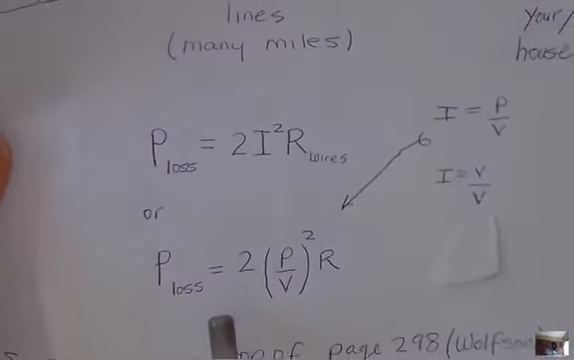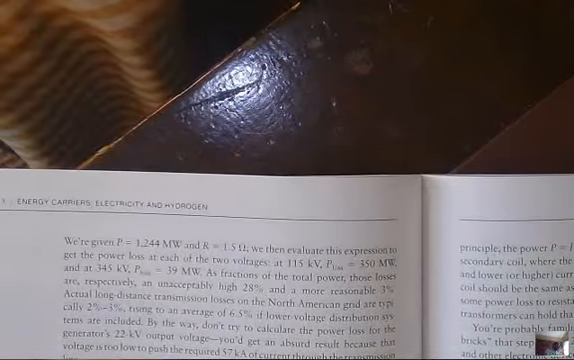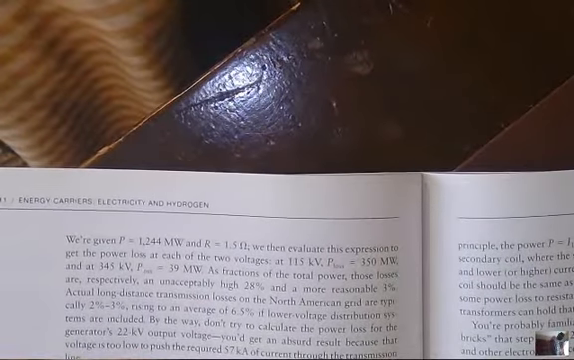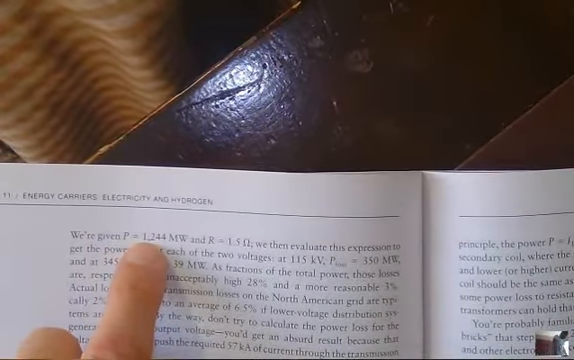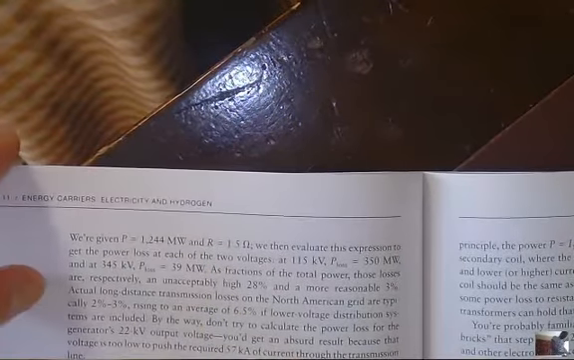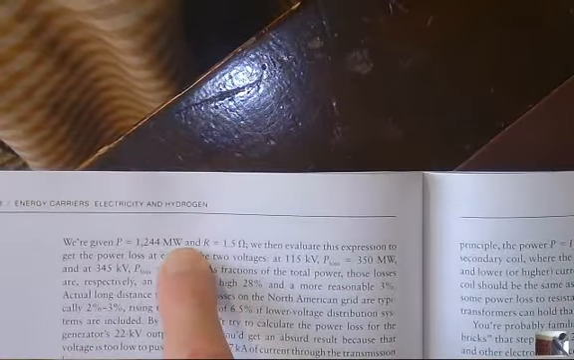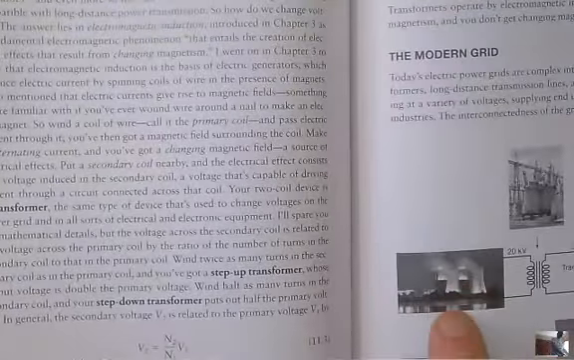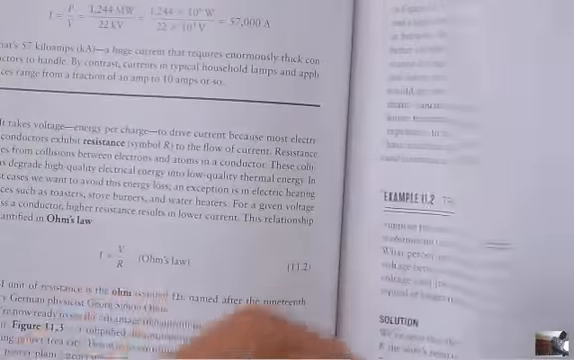And what it does is it just uses this formula right here. So I'm going to read it to you and we'll go from there. So we're given P is equal to 1,244 megawatts. Okay, so this is the amount of megawatts that are leaving the power plant down here. Okay, he uses a particular power plant.